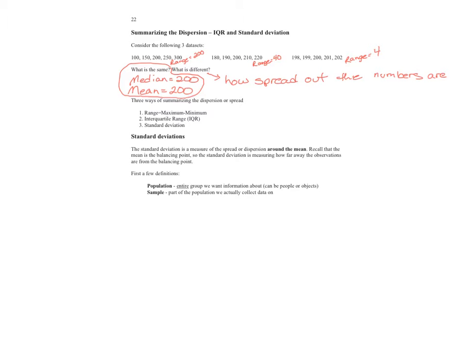And the fancy word for spread is dispersion. Now there's 3 ways to measure dispersion. One is the range, which is the simplest, and that's what we did up here. And really, this little example is the only time that we really will use the range much. Another one is the interquartile range, which we're not going to cover in this class. And the third one is the standard deviation.